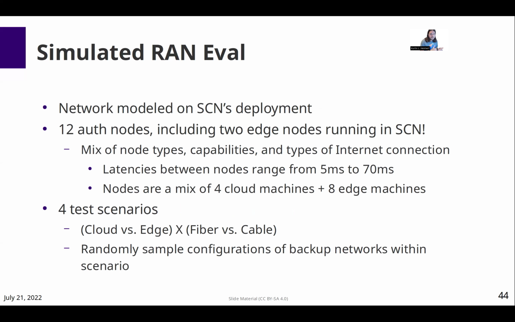In this, we did 12 auth nodes. This is all modeled off SCN, including 2 edge nodes that were actually running in SCN at the time. This gave us a mixture of node types, capabilities, and internet connections, because essentially we believe this is fundamentally going to be a heterogeneous network. And so we want to put that in the evaluation. We did 4 test scenarios. There was cloud versus edge and fiber versus cable with randomly sampled backup networks. We probably could have optimized the backup networks, again, for performance reasons, and we think that's something they would do.